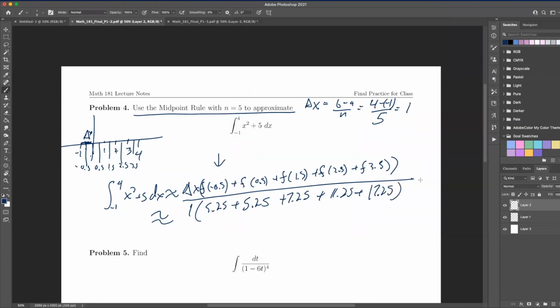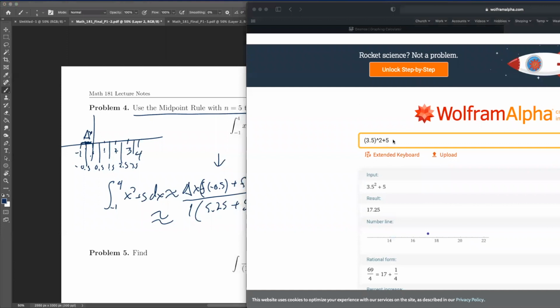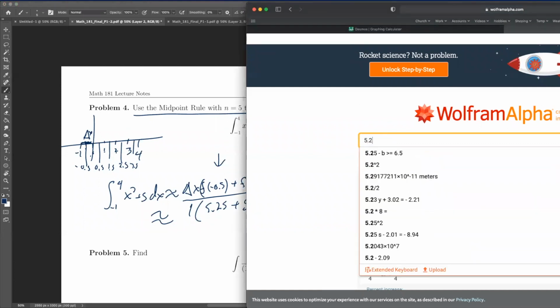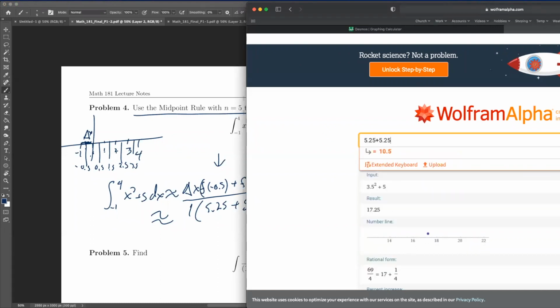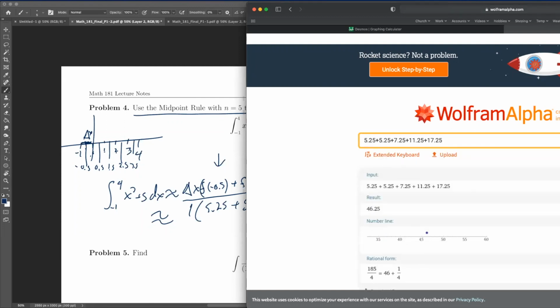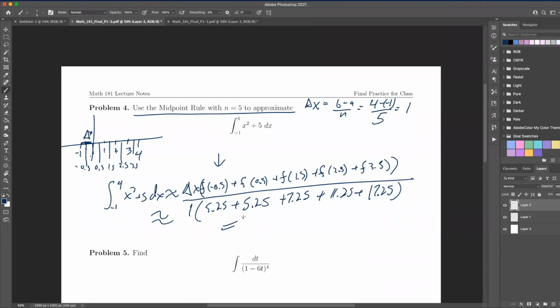Okay, and then you just add up all those numbers, and you get an answer. And so I'll have 5.25 plus 5.25 plus 7.25 plus 11.25 plus 17.25. I get 46.25. And you just put a little box around that.